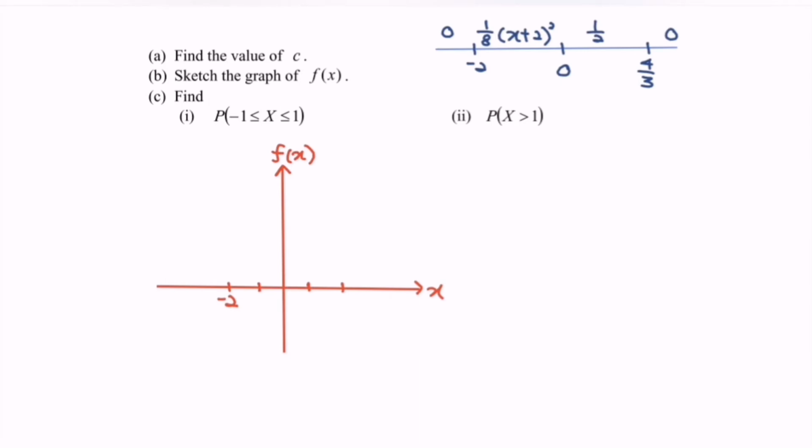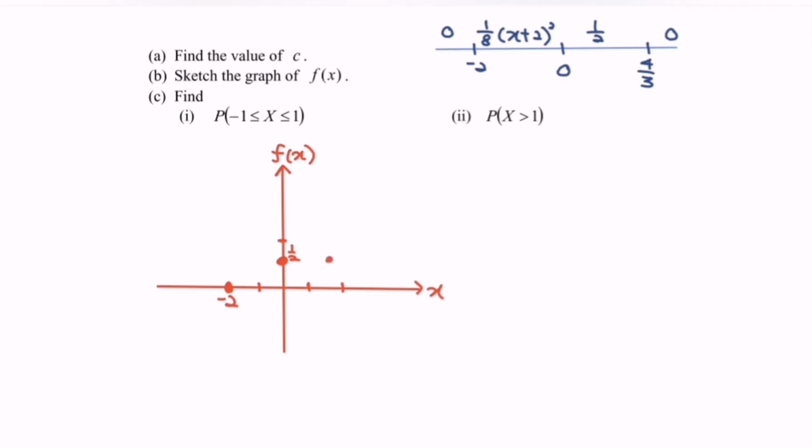Kindly substitute into the function. If we substitute -2, we will obtain 0. If we substitute 0, then we will obtain 2 to the power of 2, which equals 4. 4 over 8, and we will have 1 over 2. So let's say here we have 1, and here we will have 1 over 2. So here will be the point. Next, if we substitute 4 over 3, we will still have 1 over 2.